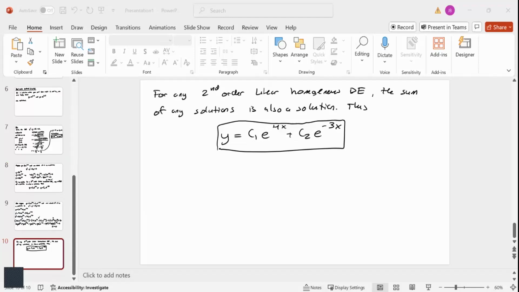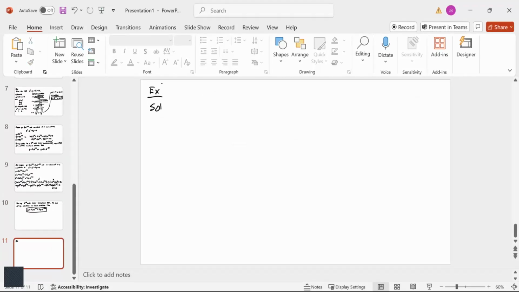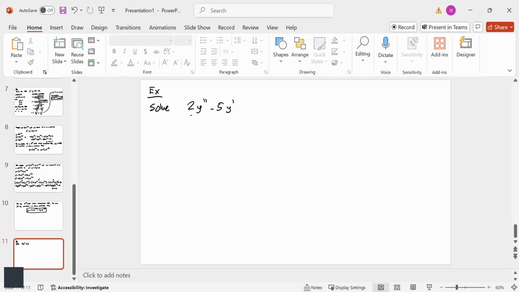So let's solve a differential equation. Okay. And let's do this one right here. 2y double prime minus 5y prime minus 3y equals 0, right? So we're not going to think about theory anymore. We're just going to practice mechanics, right? Like that's what we want to learn in this example.